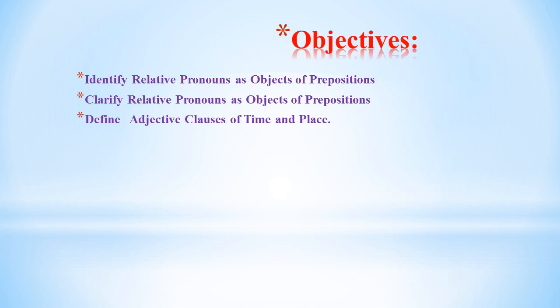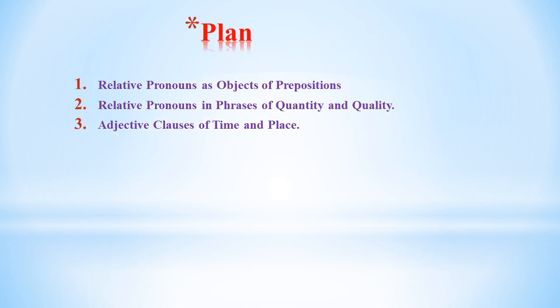The objectives of the lecture are to identify relative pronouns as objects of prepositions, to clarify relative pronouns as objects of prepositions, to define adjective clauses of time and place. The plan. The first question is relative pronouns as objects of prepositions. The second question, relative pronouns in phrases of quantity and quality. The third question, adjective clauses of time and place.